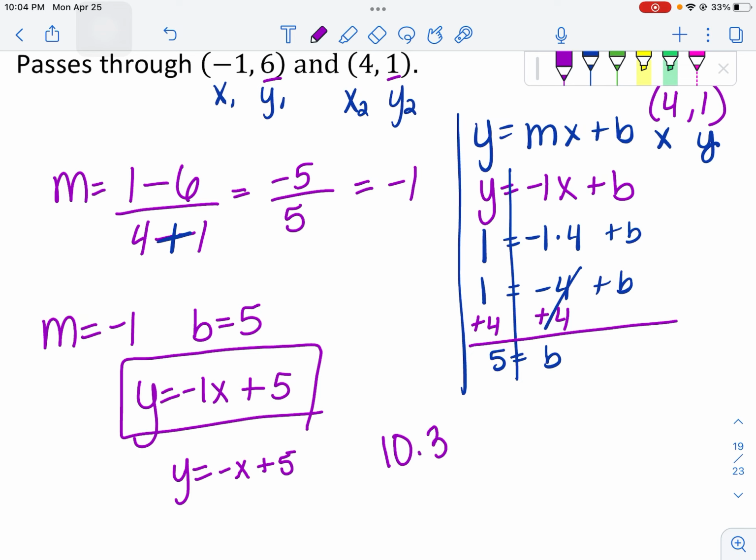10.2 or 10.3a and b are the same lesson. So 2 of the same things, just kind of repeated for extra practice. We did 2 days of it. So use this video for 10.3b as well.